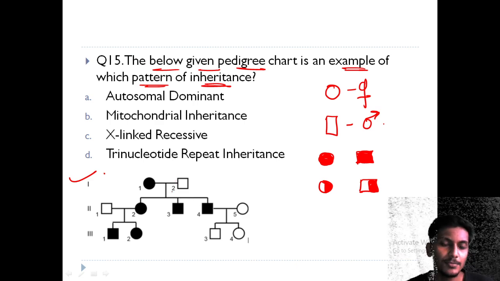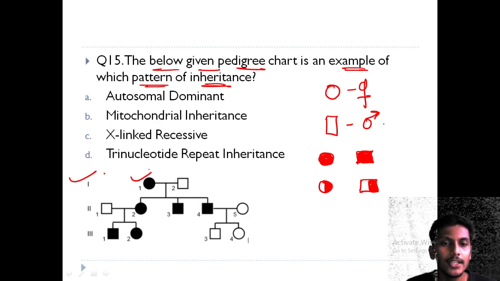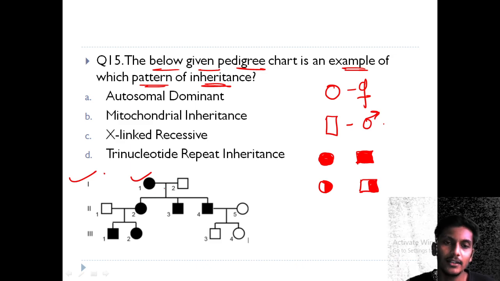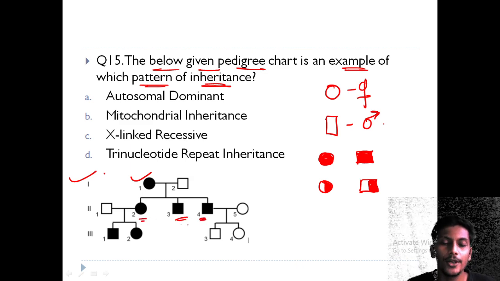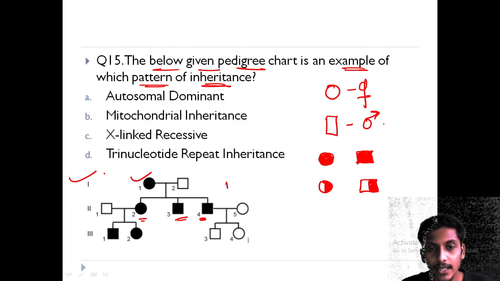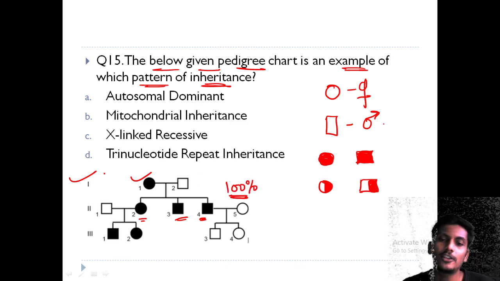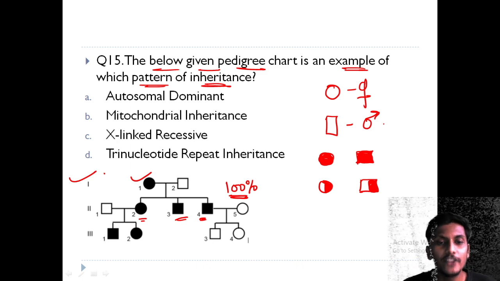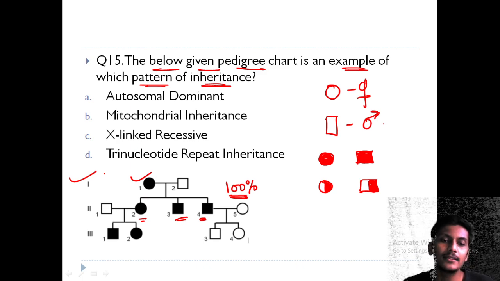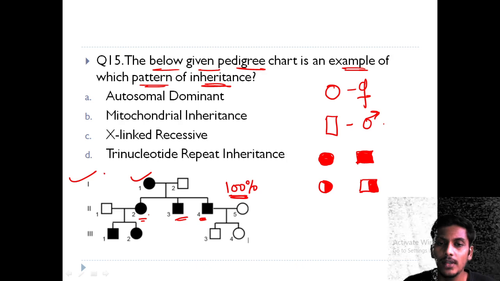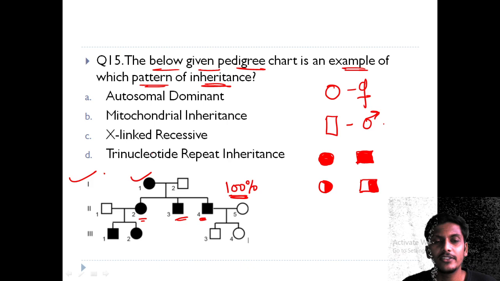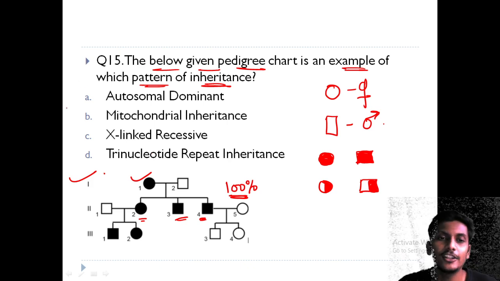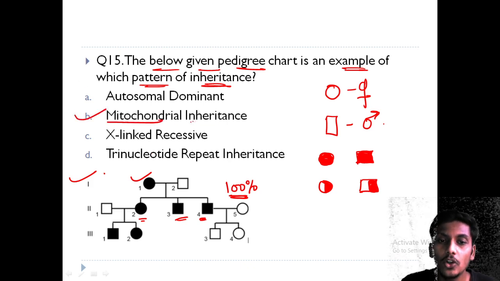Now they are asking, the below given pedigree chart shows which pattern of inheritance. So what we can see in this pedigree chart, first of all, here we can see that the mother is affected, right? The female is affected, and the progeny or the offsprings, जितने भी बच्चे हैं, whether these are girls or whether these are boys, all of them are affected. That is 100% of the offsprings are affected. So if a mother is affected and she transmits the disease to all the offsprings, this is which pattern of inheritance? This is a non-Mendelian pattern of inheritance known as option B, mitochondrial inheritance.